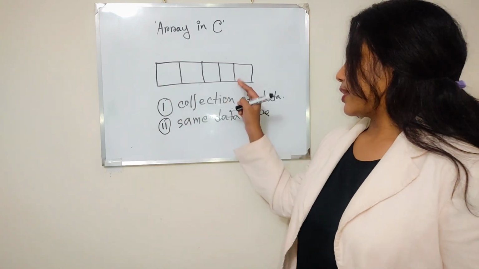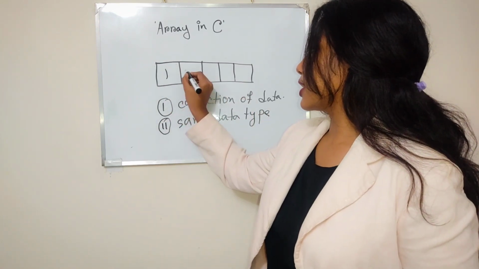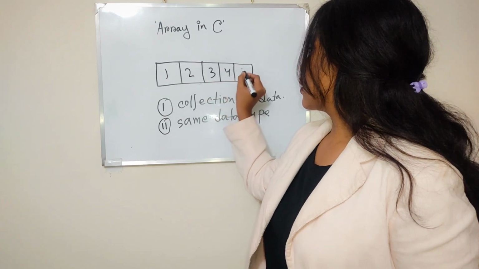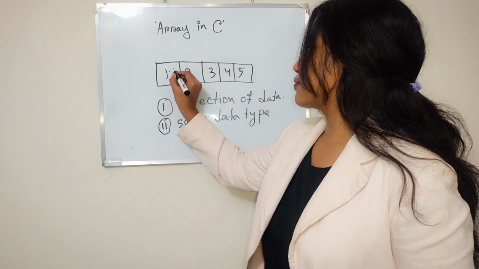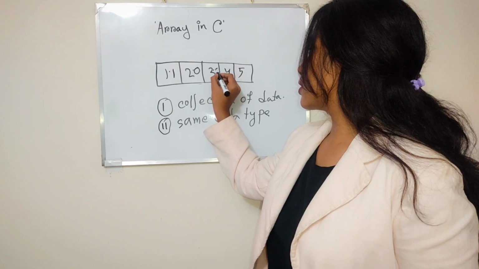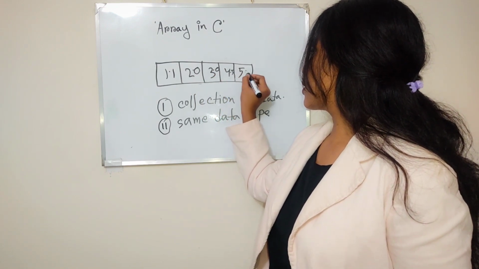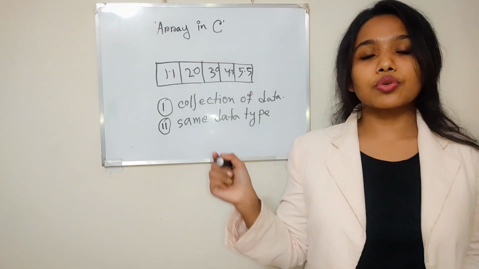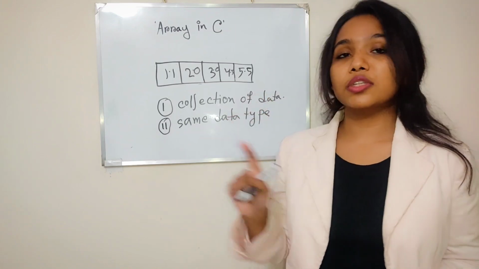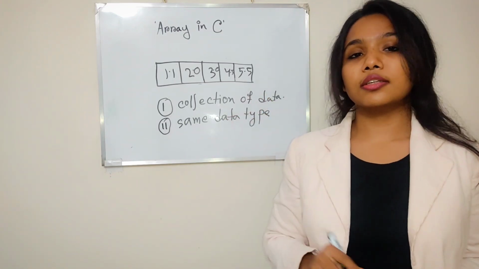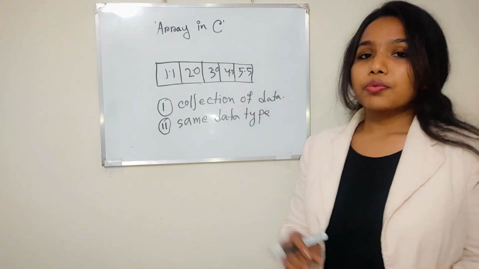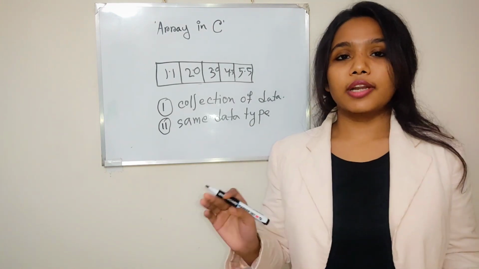So if this is an array, we can store only integer type, or we can store only float type, or if you want to store string, then you will have to only store string. You cannot use other data types. So I think now we are clear about the definition of an array.